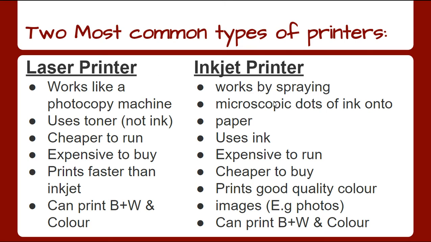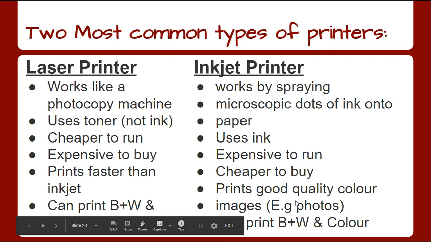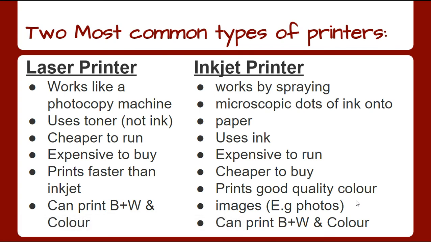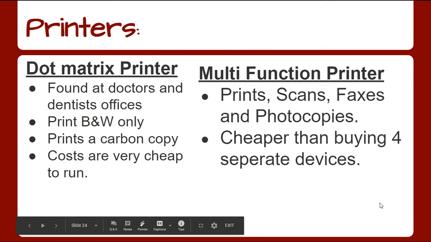Inkjet printer works by spraying microscopic dots of ink onto the paper, uses ink, expensive to run, cheaper to buy. Notice the difference. Laser is cheaper to run but expensive to buy. Inkjet is expensive to run but cheaper to buy. Prints good quality color images, especially photographs. So if you want to do a lot of printing onto special photograph paper, an inkjet would be the better option. And once again, depending on the type of printer you have, you can either print black and white or black and white and color.